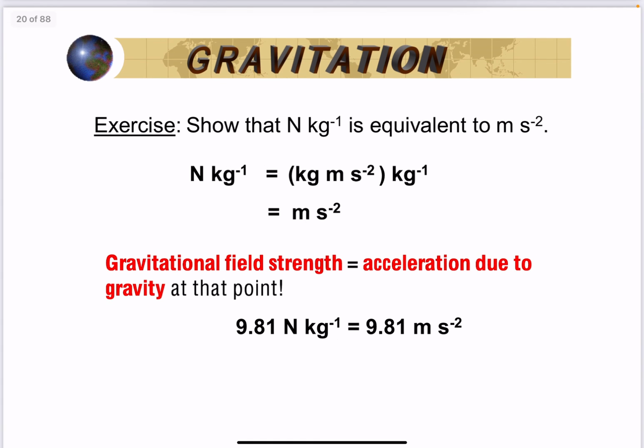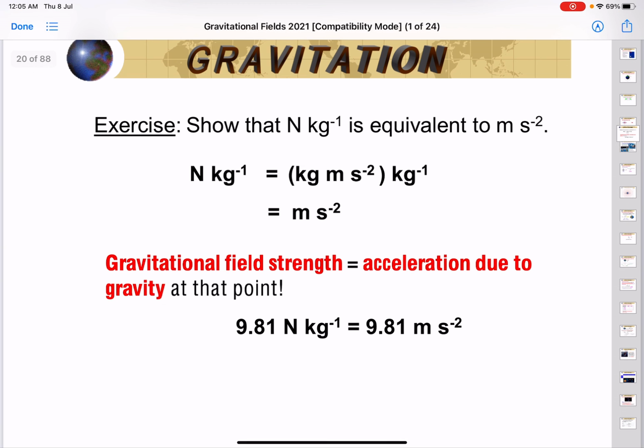Another exercise that you can try is to show that newtons per kg is actually equivalent to meter per second squared. So in this case, the unit is meter per second squared, which is actually a very familiar unit. It's actually acceleration due to gravity.